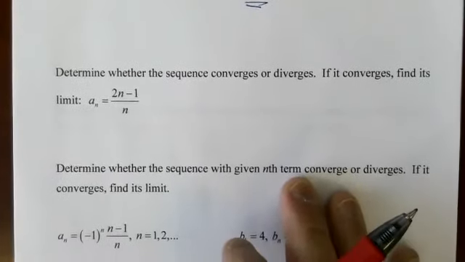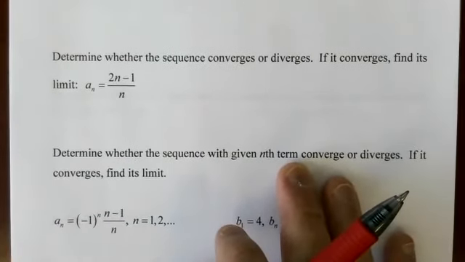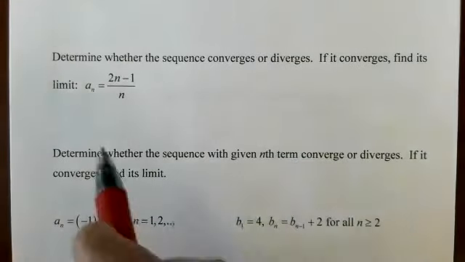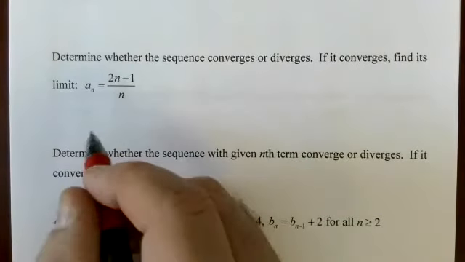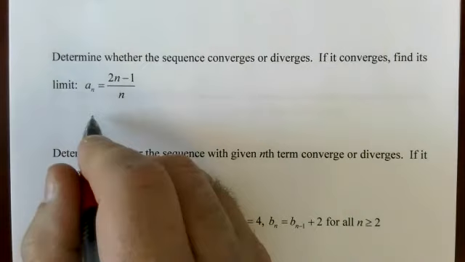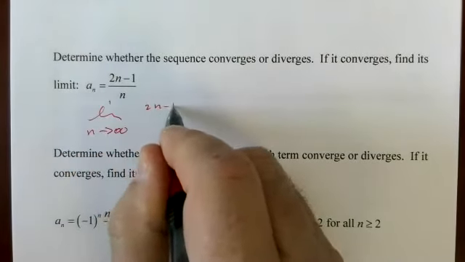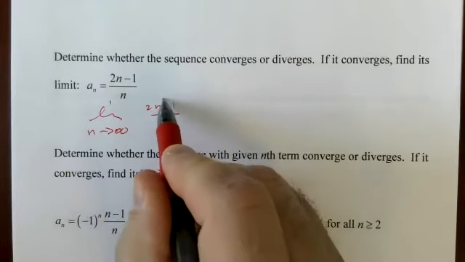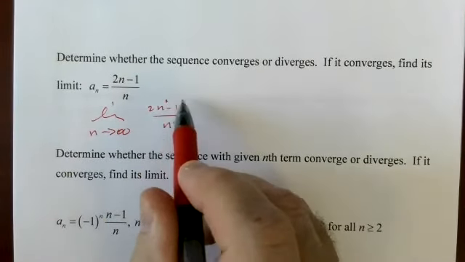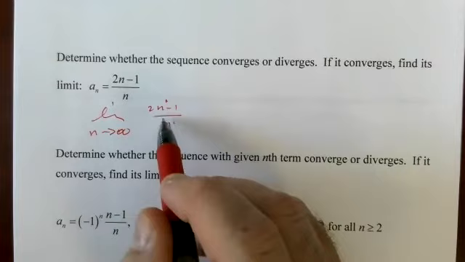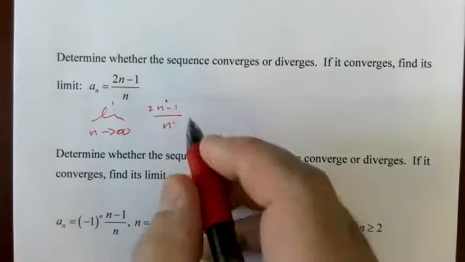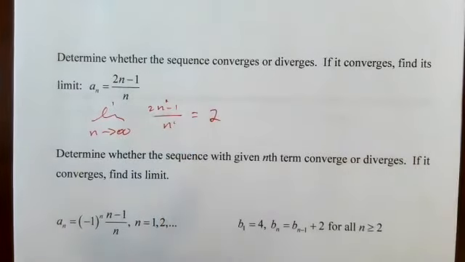Let's do an example. Does this sequence converge or diverge? Okay. Well, let's look at this. If you ask me what's the limit as n approaches infinity of 2n minus 1 over n, I'd say, I remember this, n to the first, n to the first. The n dominates, the negative 1 will become inconsequential. This is going to get out to 2 eventually.